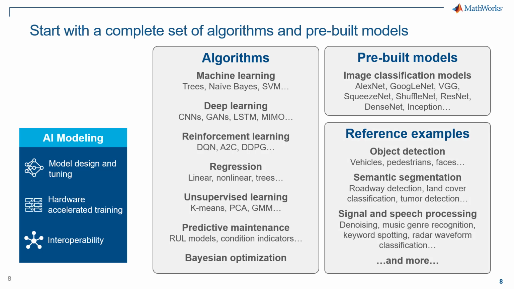While algorithms and pre-built models are a good start, it's not enough. Examples are the way engineers learn how to use algorithms and find the best approach for their specific problem. We provide a host of examples for building deep learning models in a wide range of domains, and we have over 200 of them in MATLAB.